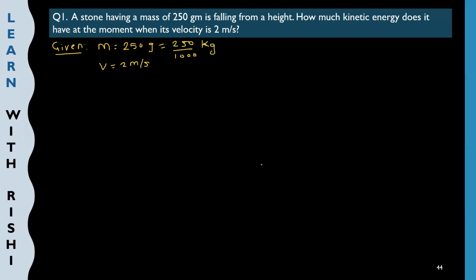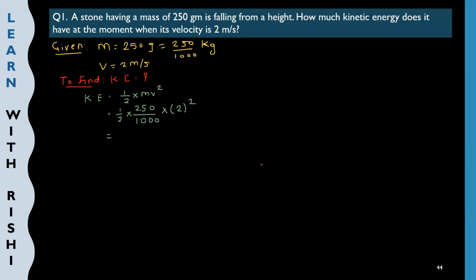We have to find kinetic energy. So to find kinetic energy, what is the formula? Kinetic energy is nothing but half into mv square. So half into mass, which is 250 upon 1000, into velocity square, that is 2 square.